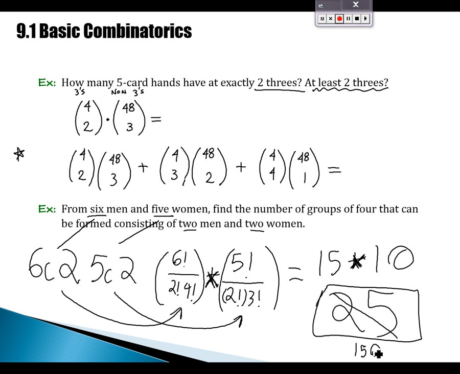For each way to do the men, you can have the women, right? So once you've settled that decision. I wasn't watching what happened here. Is this right now? Okay.